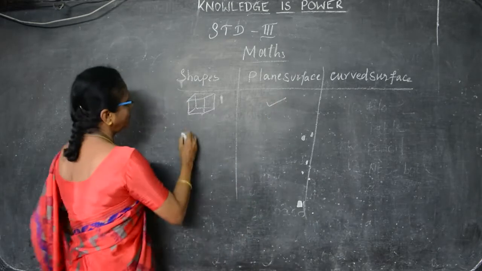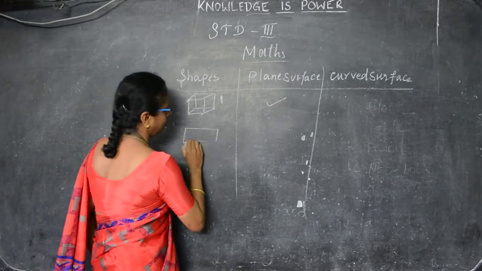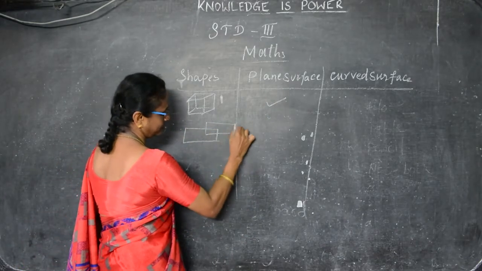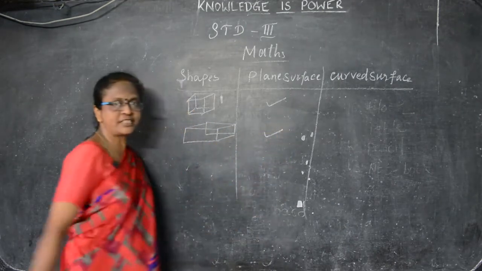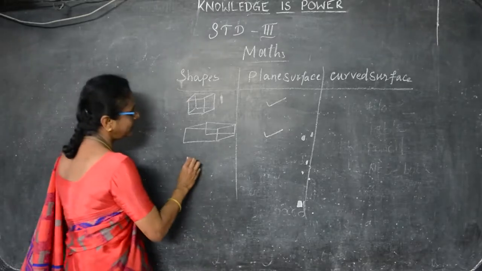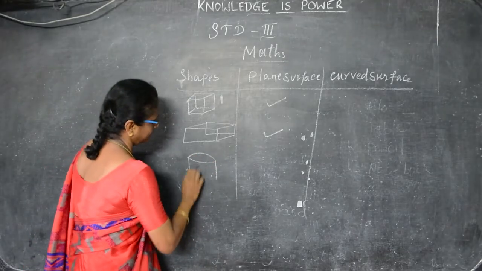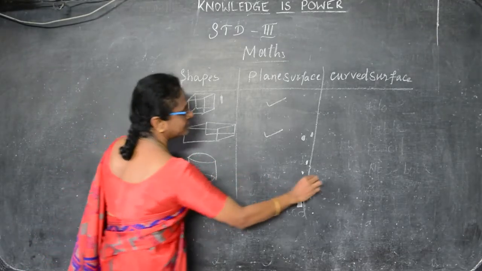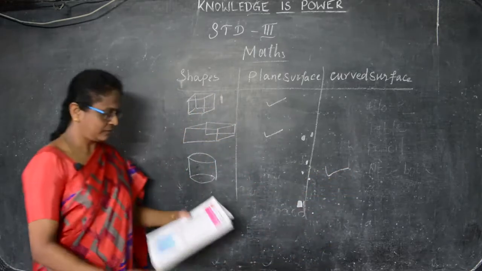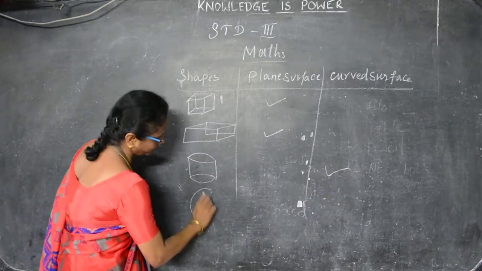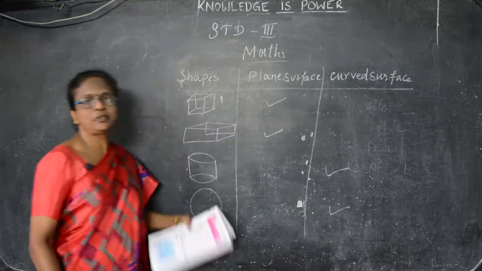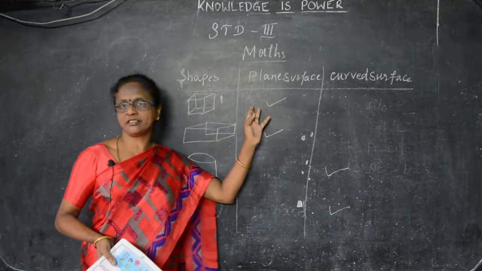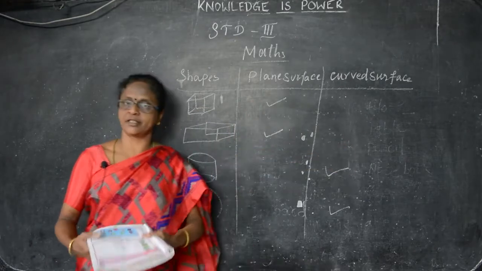And cuboid, this is the rectangle. So this is also the plane surface. Suppose they are given the cylinder, this is the curved surface, and a circle, that is also the curved surface. So you can draw like this and put plane surface or curved surface.